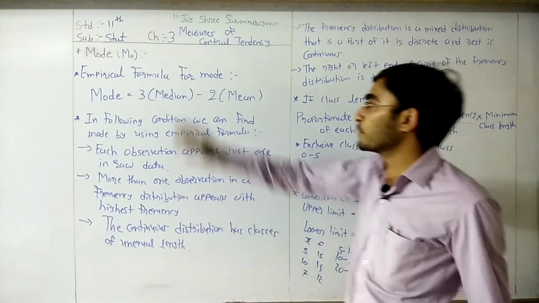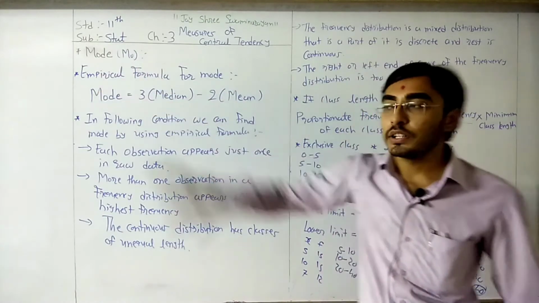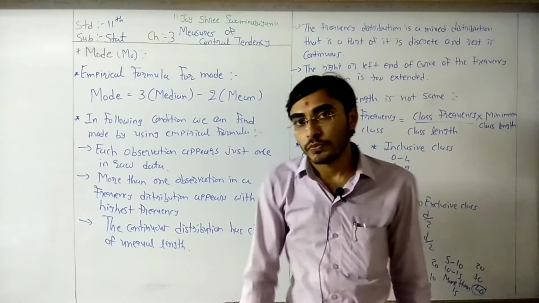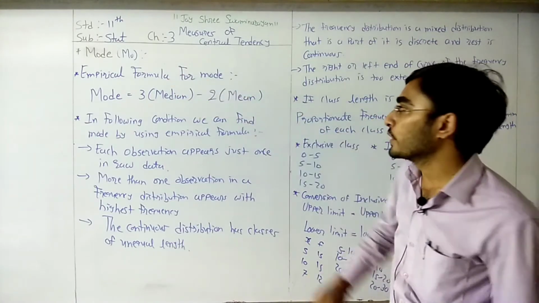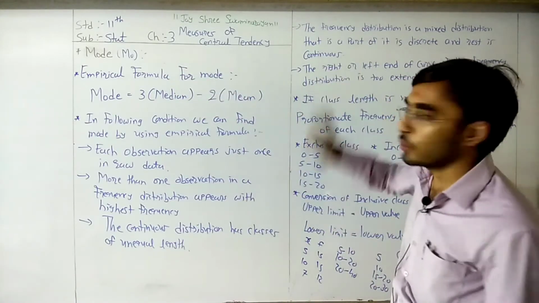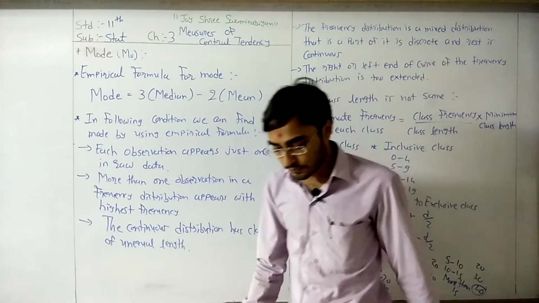So first of all we need to find the median and mean. After that we need to use this relation and we can find the value of mode. In such a condition we need to use this formula for finding out the mode. In this condition we cannot use the direct formula for mode, we need to use this formula.